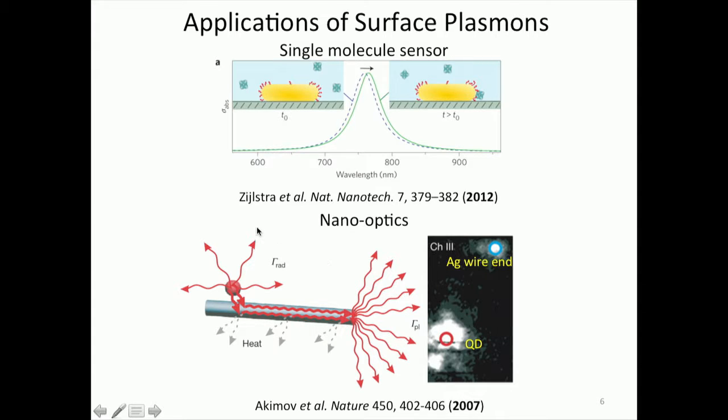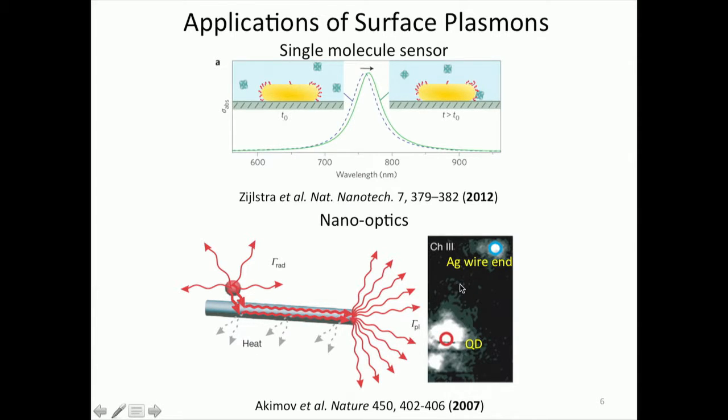So it's very interesting. Other interesting applications of plasmonics will be nano-optics. Here at the bottom, I show you in this paper from Akimov, they placed a colloidal quantum dot very close to a metallic rod, a silver rod. And then what they show is that they can couple the energy flow from the quantum dot to the surface plasmon on the rod. And then the surface plasmon on the rod can propagate. And at the end, it will decay. The surface plasmon decays and generates light.